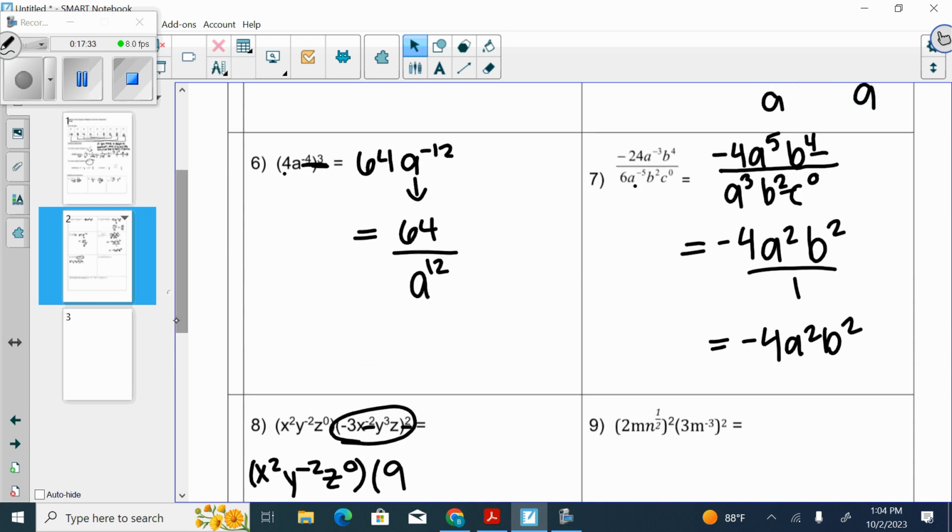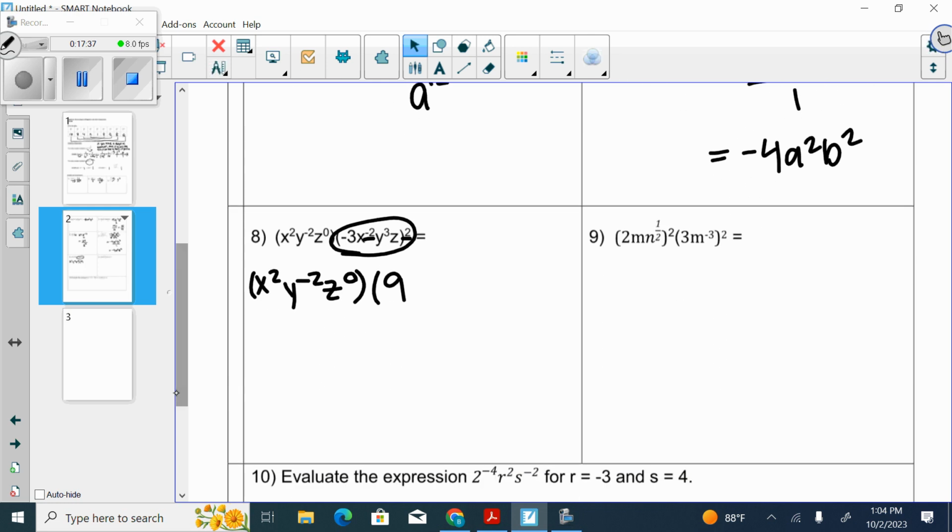What do we do here? Multiply. So for x, what's negative 2 times 2? Negative 4. And then for y, what's 3 times 2? 6. And what is z's exponent right now? 1. And 1 times 2 is 2.